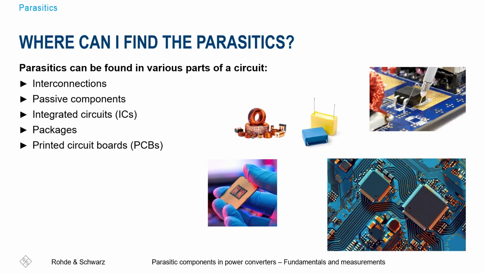Also, we find them in integrated circuits. These parasitics can exist in ICs due to the physical layout of the components and the interconnections of the chip. Then, in packages: the package of an electronic component can also introduce parasitics, such as the capacitance between the leads of a packaged component. Then we have the printed circuit boards. The parasitics in a PCB can come from either the trace geometry or the spacing between conductors, and also the material properties of the PCB substrate itself.